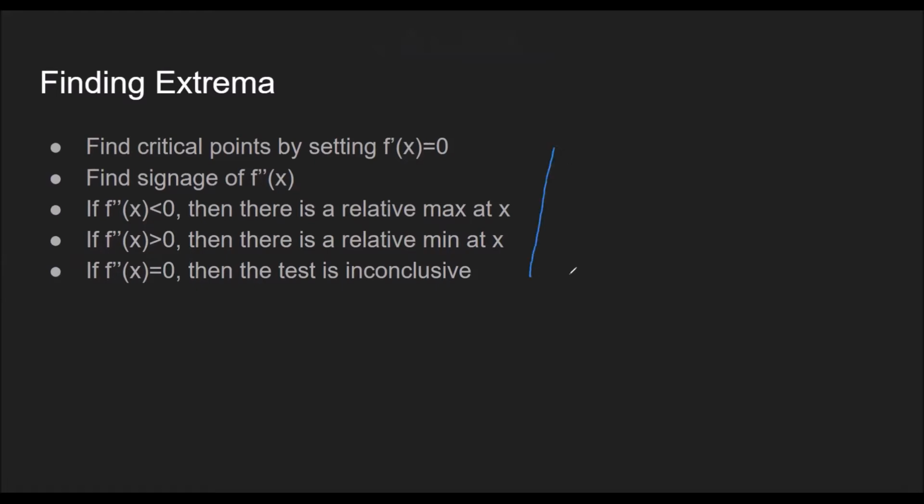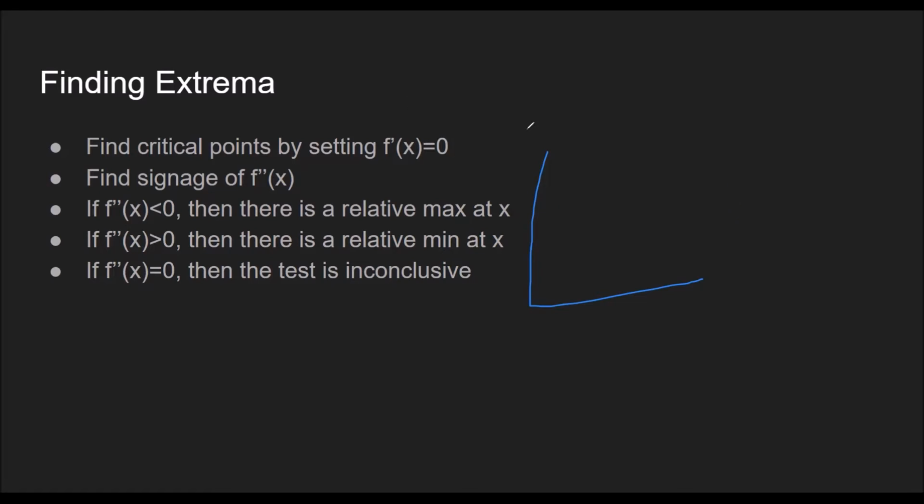So let me plot this. Relative max means the function looks like this. This is because if f double prime of x is less than 0, then the slopes must be decreasing around the certain point. Let's say this is the certain point. Then the slopes are decreasing around this point. And that's why if f double prime of x is less than 0, there's a relative max.